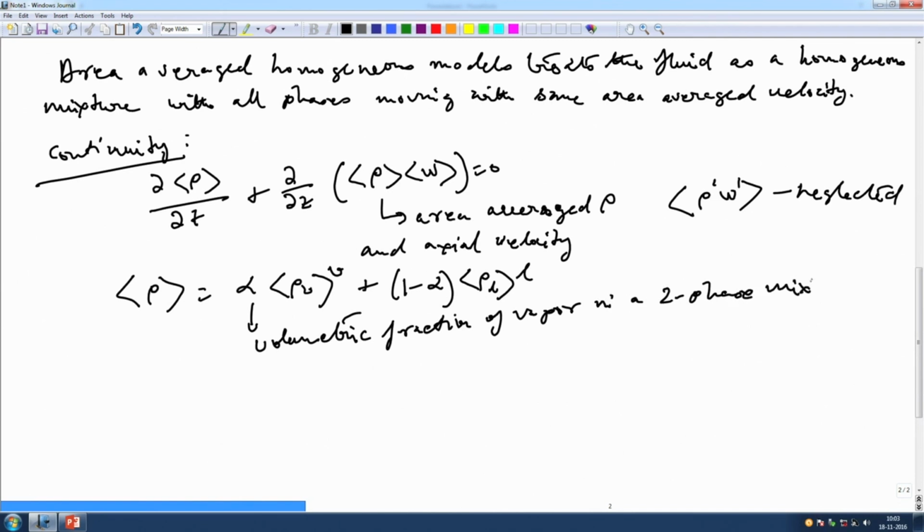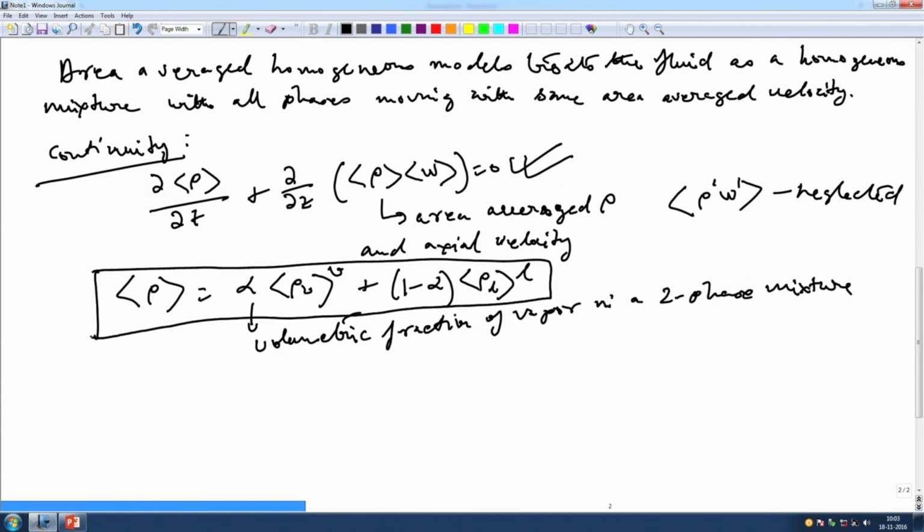That is just a special case. This is the general equation. This is just a special case. If it is a two phase mixture, this is how you should actually write it. Got it? Okay. So, similarly we can write the momentum equation. Momentum should not be a problem either.